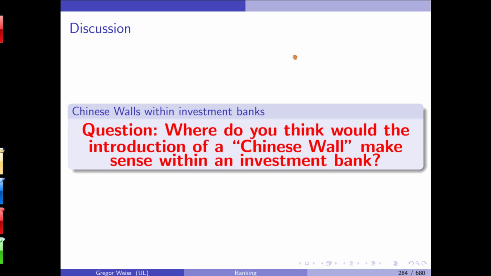Chinese walls within investment banks. Where do you think would the introduction of a Chinese wall make sense within an investment bank? First of all, what is a Chinese wall in this context? Any idea? A Chinese wall is obviously a metaphorical one that is the idea, yes?